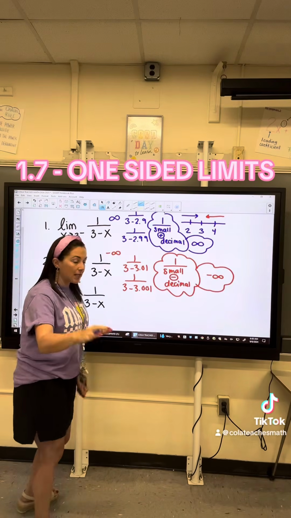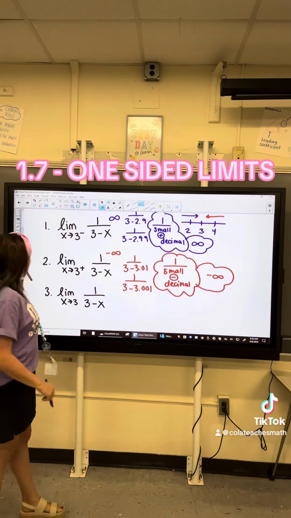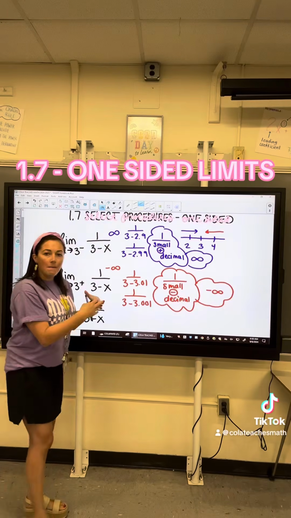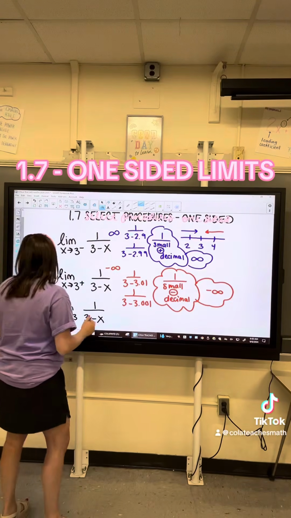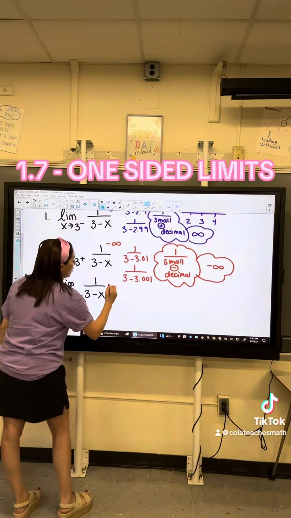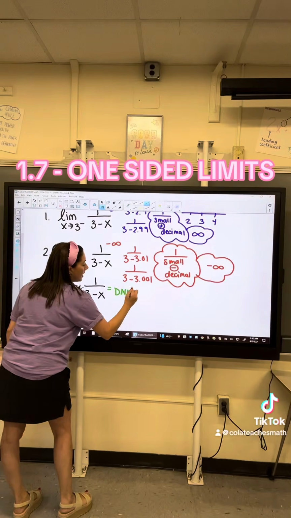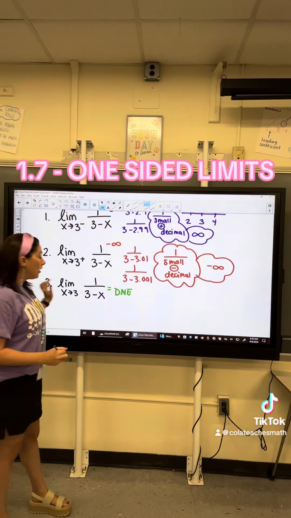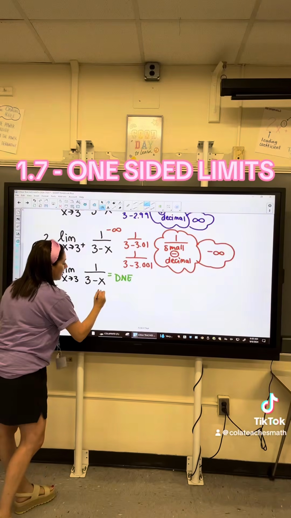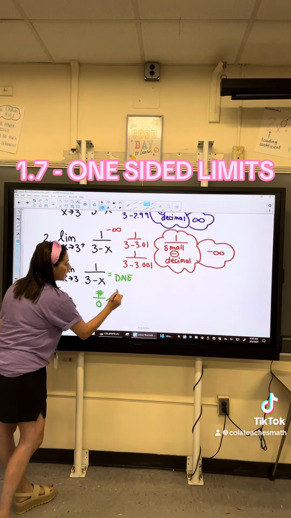And now let's think together. The limit at the integer. If the limit from the left and the right don't match, the limit's DNE. So this one is going to be DNE. Well guys, we also know it's DNE because if you plug in 3, you're going to get a number over 0. And a number over 0 is going to give you DNE.